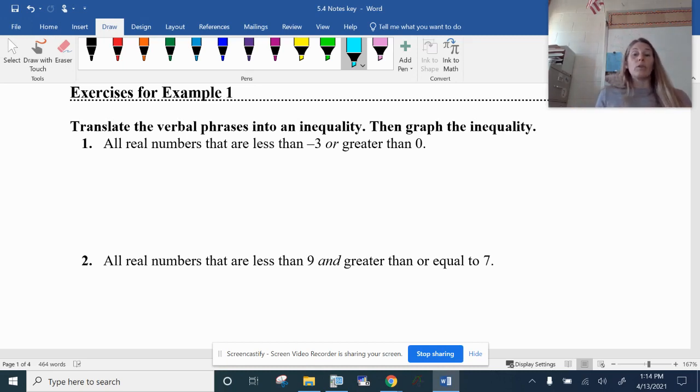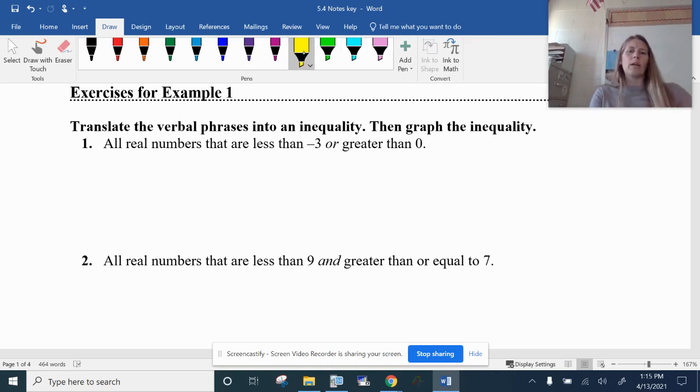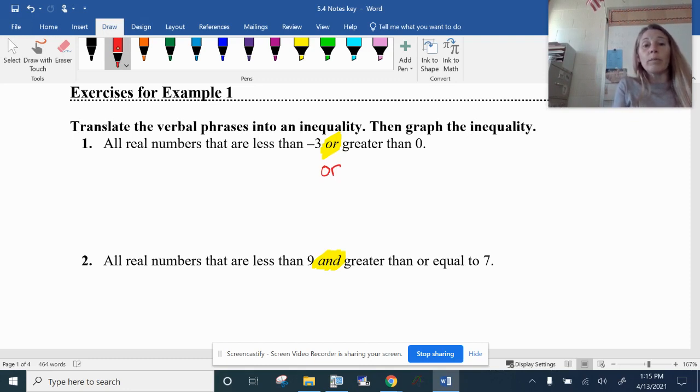So a lot of times they will use italics, which is just a different font, kind of a little bit of a curved font, to demonstrate that it is a compound inequality. So this is the or and this is the and. You can see there's a slightly different font being used there. So since this is an or problem, I know I'm going to have two separate inequalities. All real numbers that are less than -3, so that would be X is less than -3, or greater than 0. So then I would write X is greater than 0.